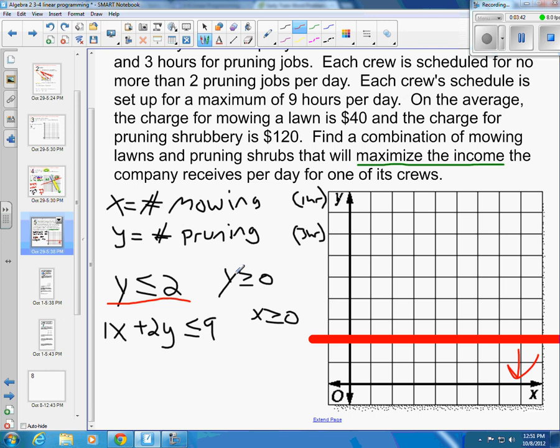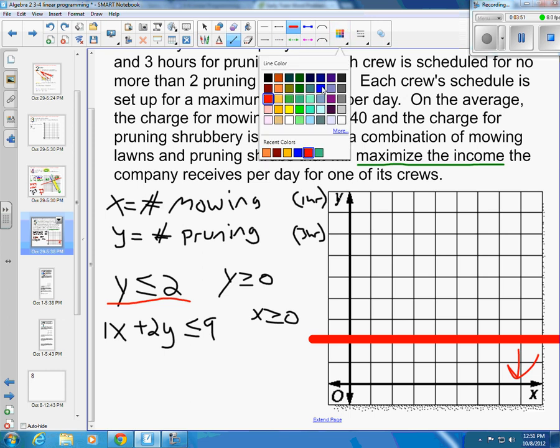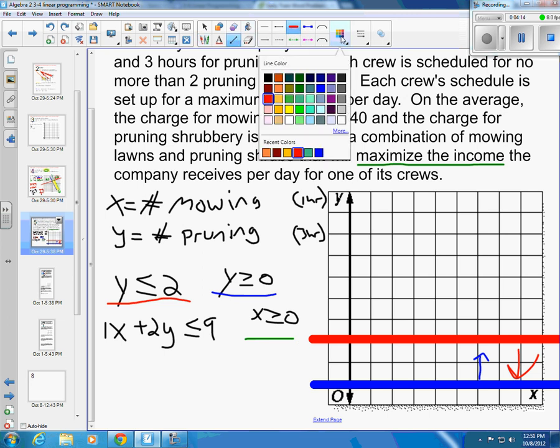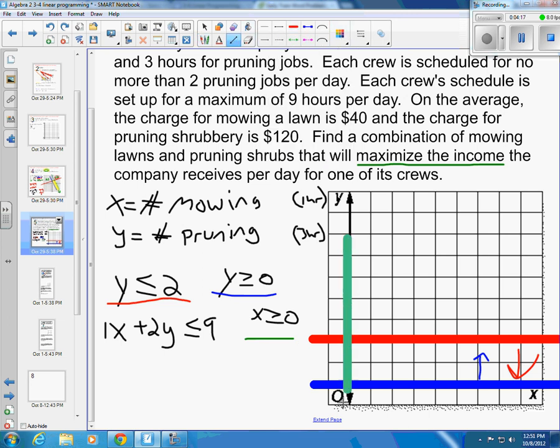y has to be greater than or equal to 0. Okay, so I need another line here, and maybe I can grab blue for that one. So y has to be greater than or equal to 0. There's y equal to 0, and in this case, I need to shade that direction. So I know I'm between the 2 lines there. I know x has to be greater than 0, so I need another line. That's the line where x is 0, and I need to be greater than it. Greater than, it's going that way.